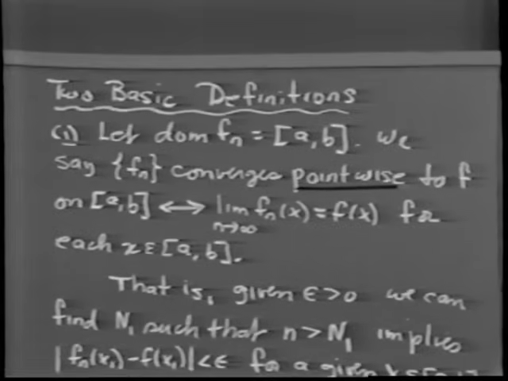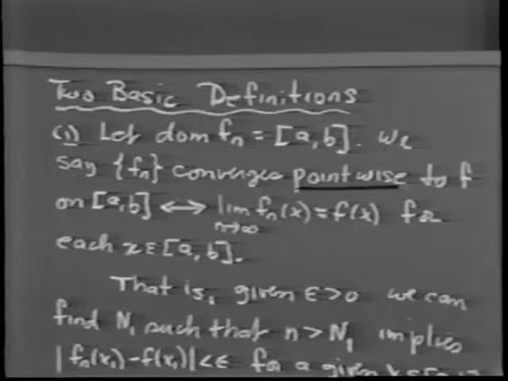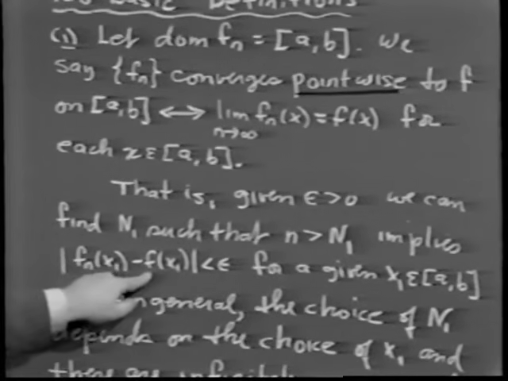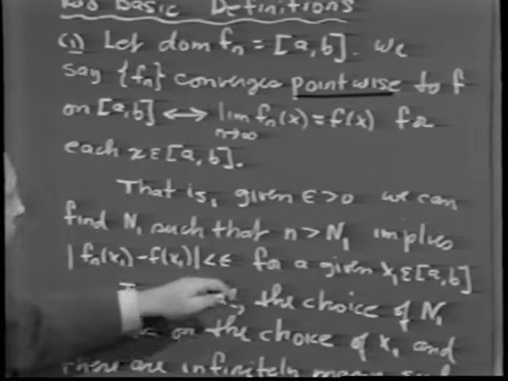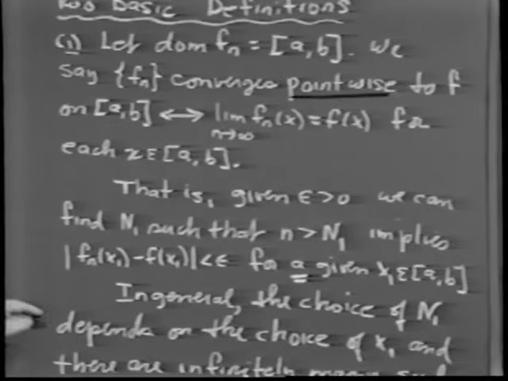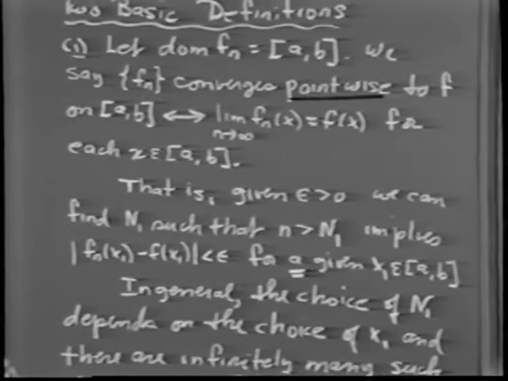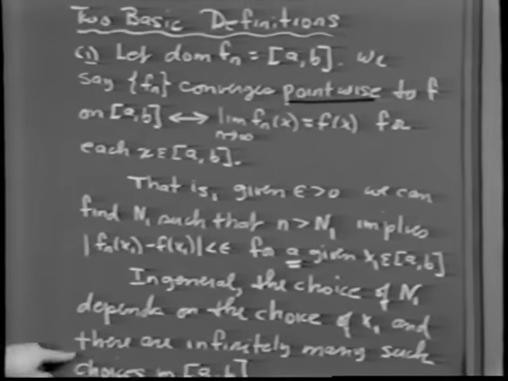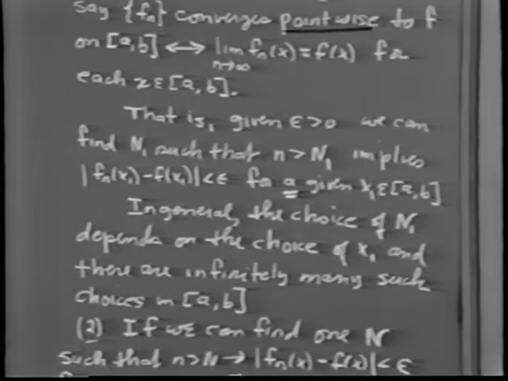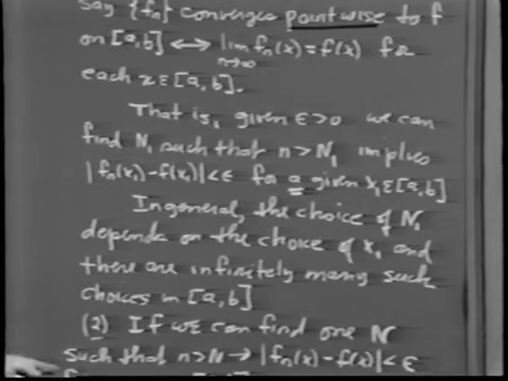In other words, given epsilon greater than 0, we can find N1 such that n greater than N1 implies that the absolute value of f sub n of x1 minus f of x1 is less than epsilon for a given x1 in [a, b]. In general, the choice of N1 depends on the choice of x1, and there are infinitely many such choices to make in [a, b]. Now, the key point is this, and this is where uniform convergence comes in.